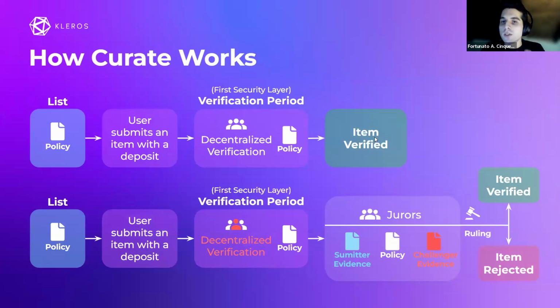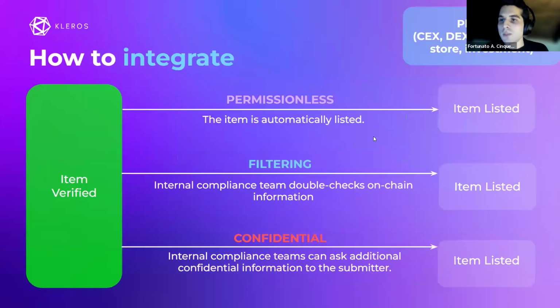What I will focus on now is what happens once the item is verified. Once the item is verified, it needs to be listed on a platform. And when I talk about a platform, it can be really anything. It can be a centralized exchange listing tokens, an e-commerce site listing electronic products or consumer goods, or even an investment platform listing traditional finance instruments or real estate. So once the item is verified, we identified three main options on how it can be listed.